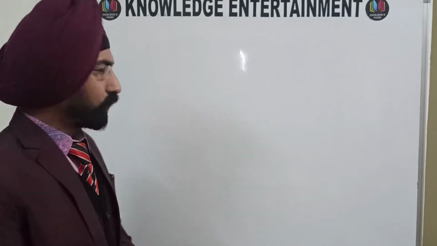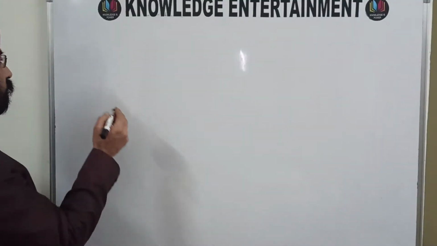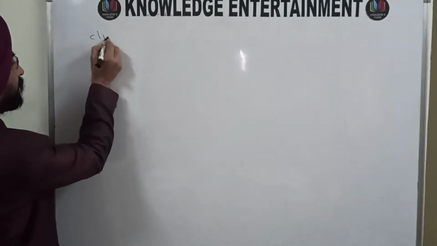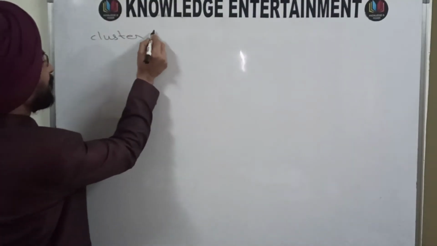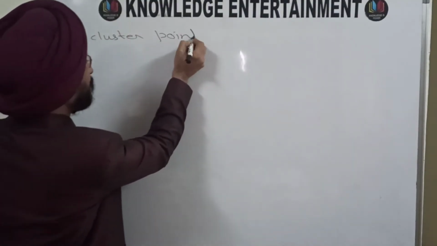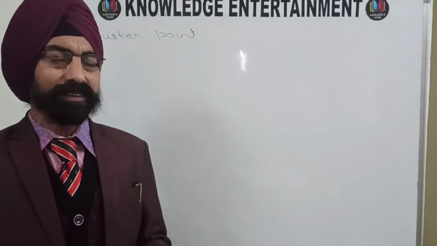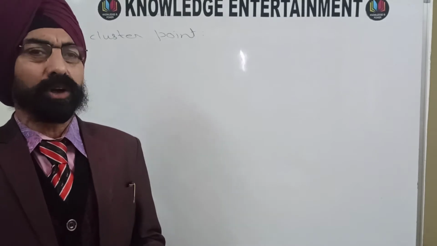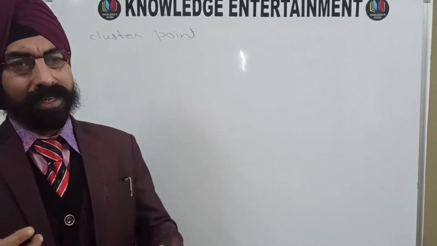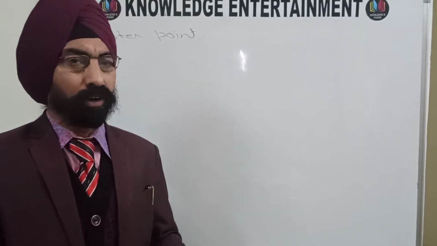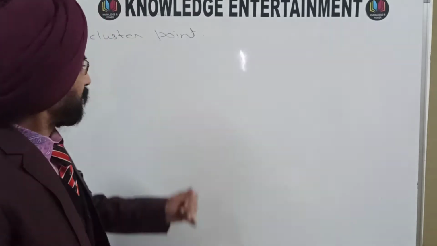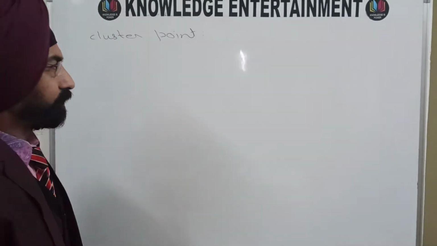the chapter of nets. So let us first of all start with cluster points. What is a cluster point? How many cluster points a net can have, and properties of cluster points related to nets, if the space is Hausdorff or not, and so on. So first of all, what is a cluster point?